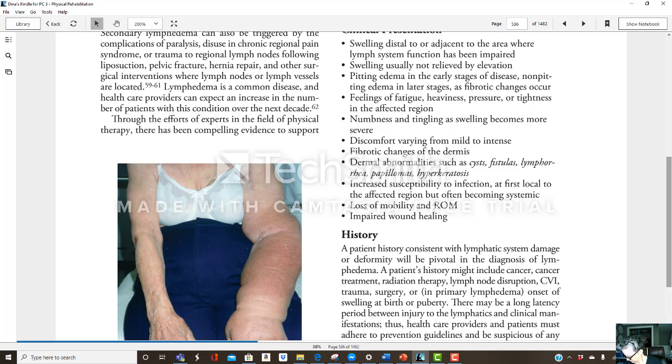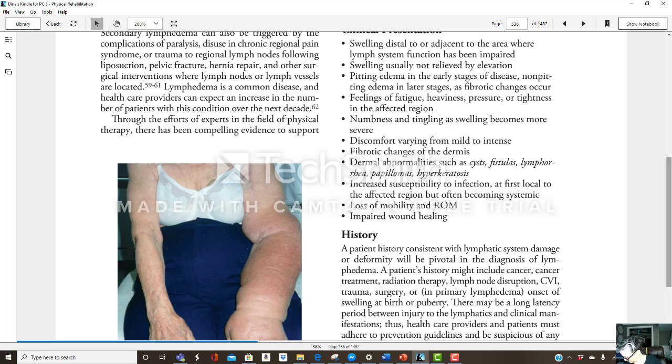Secondary lymphedema can also be triggered by the complications of paralysis, disuse, and chronic regional pain syndrome, or trauma to regional lymph nodes following liposuction, pelvic fracture, hernia repair, and other surgical interventions where lymph nodes or lymph vessels are located. Lymphedema is a common disease, and healthcare providers can expect an increase in the number of patients with this condition over the next decade.